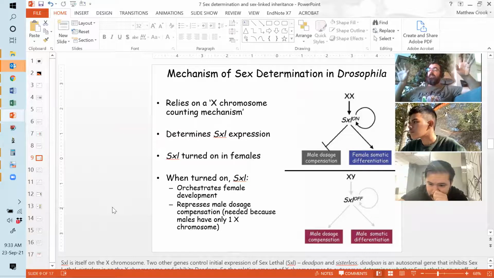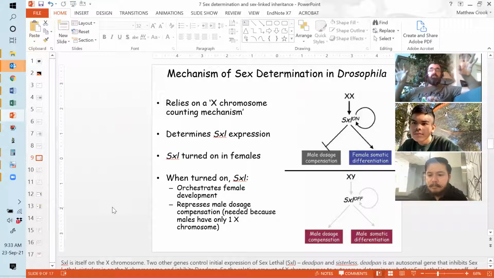So essentially what the cells are doing is seeing how much of sisterless do I have versus deadpan, or vice versa. Does that make sense? Yes. It's like a comparative deal, essentially. And the way they do that is that sisterless stops deadpan from working. So if you have an equal amount of the two, if you have an equal number of X chromosomes to autosomes, those two cancel each other out. So deadpan can't do its job, which is to turn off sex lethal.